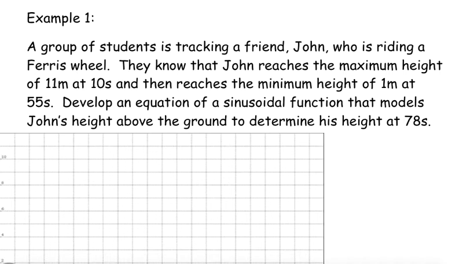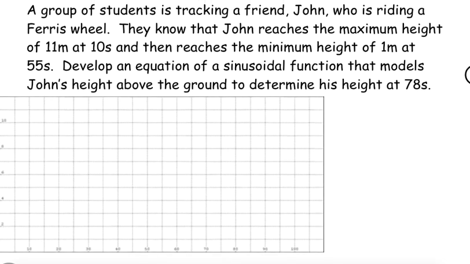Now looking at this first example. We've got a group of students tracking a friend, John, who is riding a Ferris wheel. So this is the classic Ferris wheel question. They know that John reaches the maximum height of 11 meters at 10 seconds and reaches a minimum height of 1 meter at 55 seconds. Develop an equation for the sinusoidal function that models John's height and determine his height after 78 seconds.